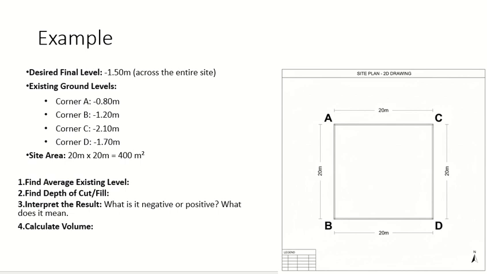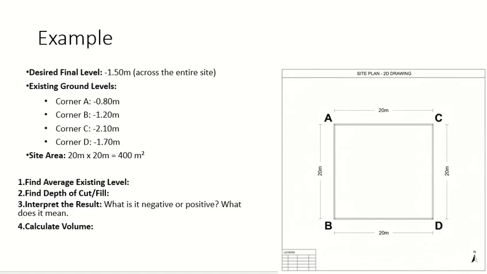The levels are taken at each corner of this plot. On the four corners they have taken the levels. Now this is enough if the plot is smaller and the difference is less. You can see here the difference is not so much, and the plot is smaller, 20 by 20 meters. It's a relatively small plot.